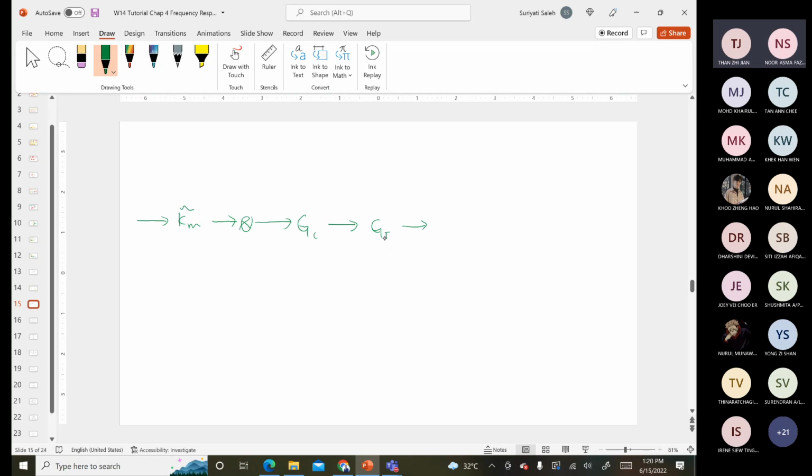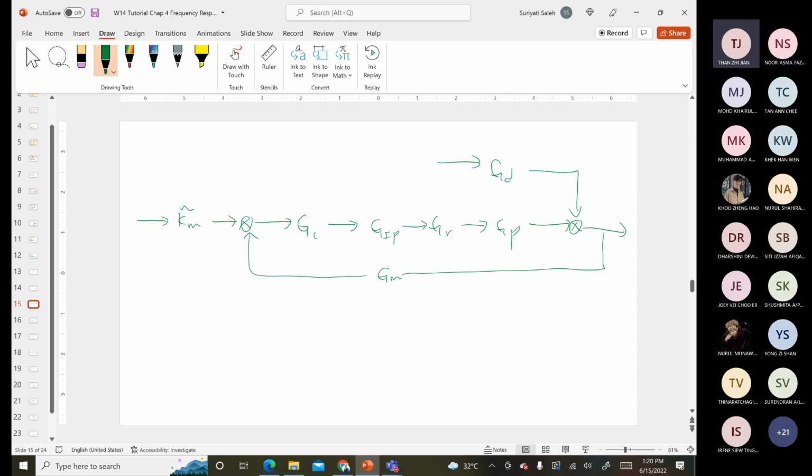You have the GIP here. You have the GV. You have the GP. Then you have the GD coming to this. Then you have the GM. So in this case, you have this block diagram. So you have the KM bar, GC, GIP, GV, GP, GM. So you have 1, 2, 3, 4, 5, 6, 7. So you have 7 transfer functions.